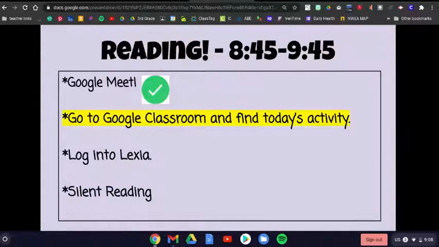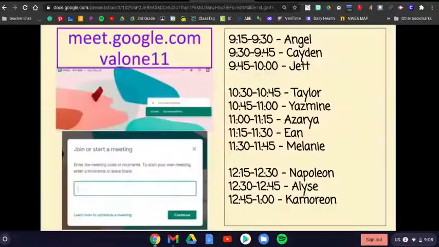This is a check mark on your Google Meet time. We're done. I'm going to press stop in just a minute. You're going to go to Google Classroom first and do today's activity, and then you're logging into Lexia. If you have any time left over, you'll be working on silent reading and working on some reading activities. Our first meets are Angel at 9:15, Caden at 9:30, and Jed at 9:45.